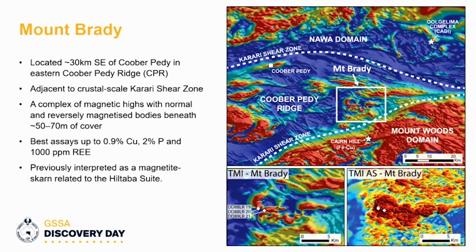Best assays here are about 0.9% copper, 2% phosphorus, and around 1,000 ppm rare earth elements, so not as enriched as what we see at Ulgalima. However, still some level of enrichment and worth investigation. And this has previously been interpreted as a magnetite skarn related to the Hillsborough Suite intrusives.